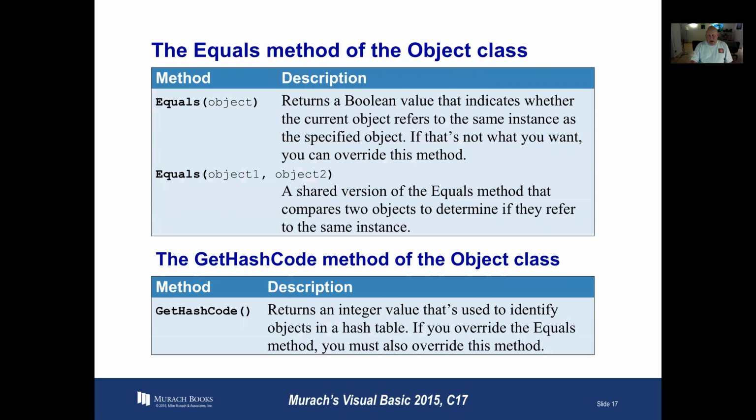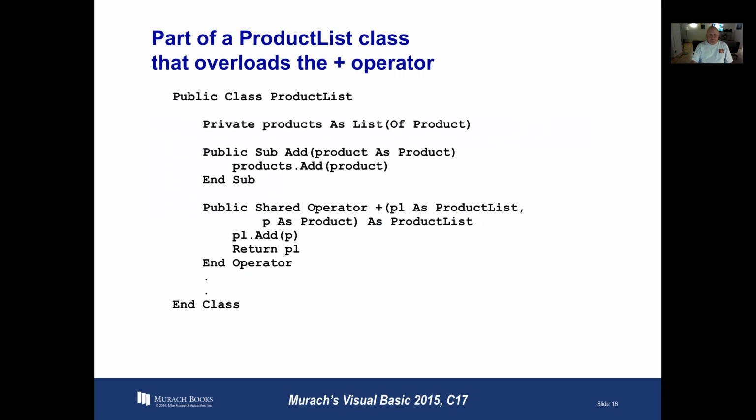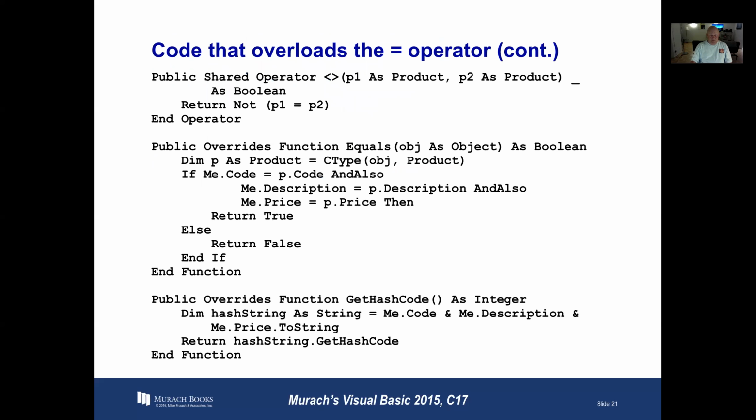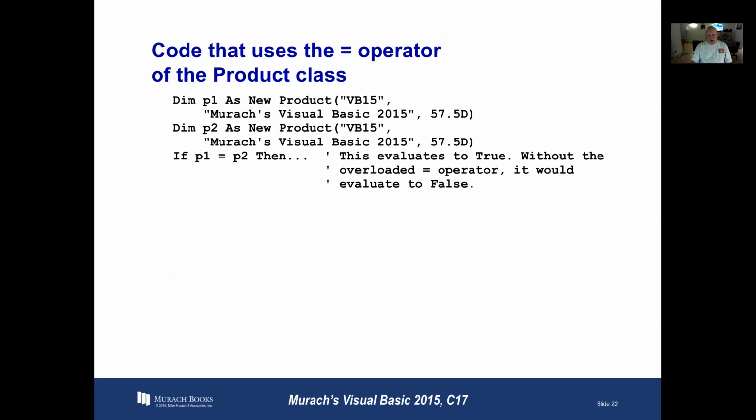The Equals method of the object class, Equals(object), returns a Boolean value. Equals is a shared version of the Equals method that does comparison. This is code that overloads the equal operator for a product class. This overloads the equal operator of the product class.